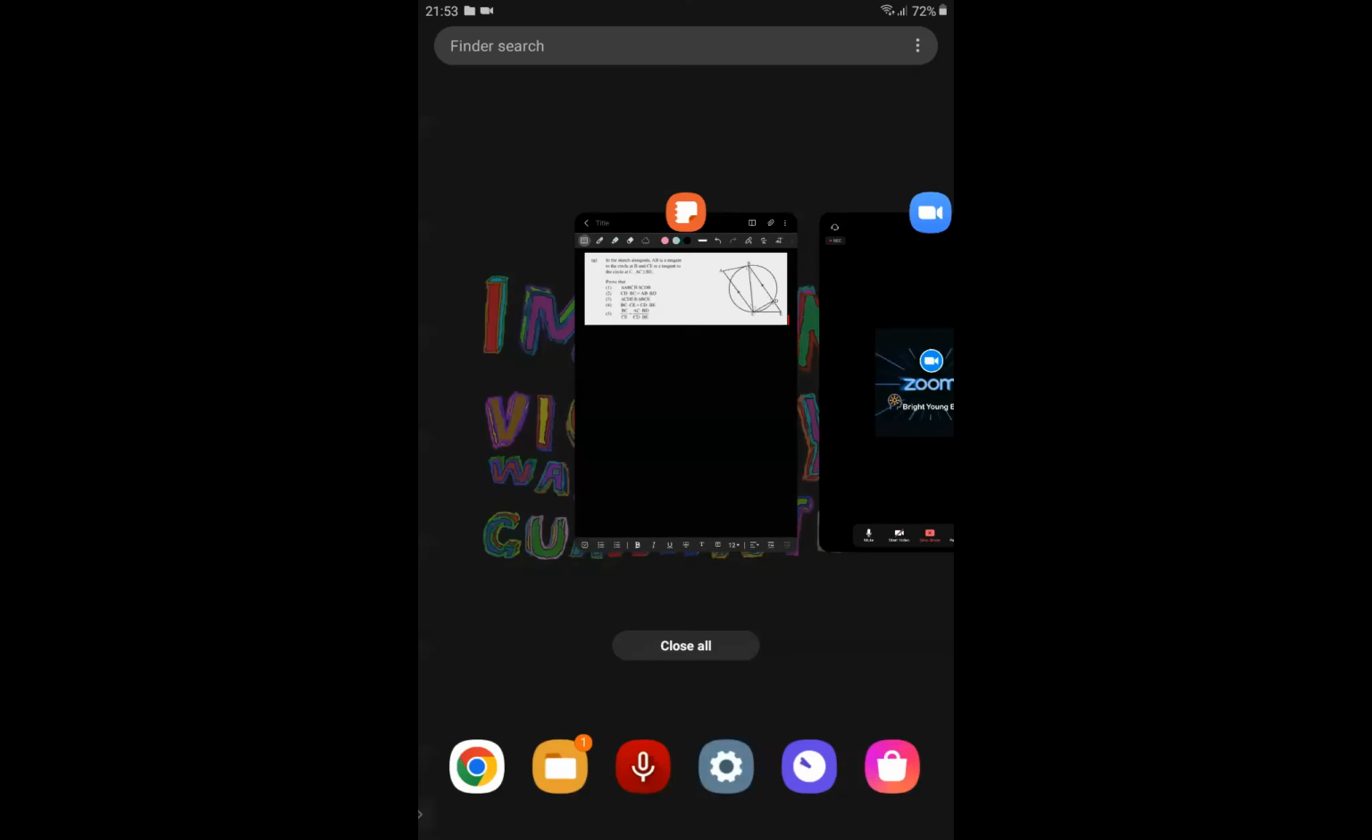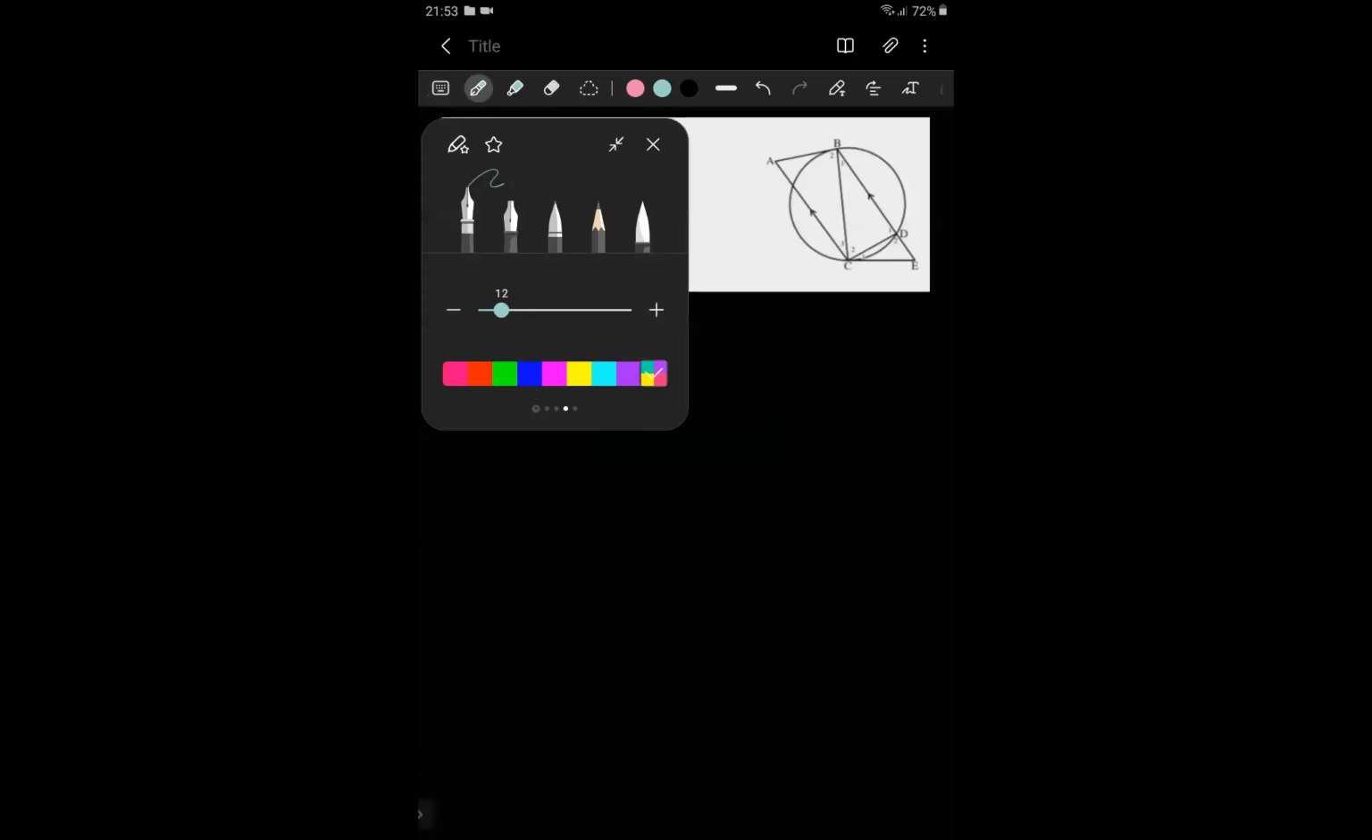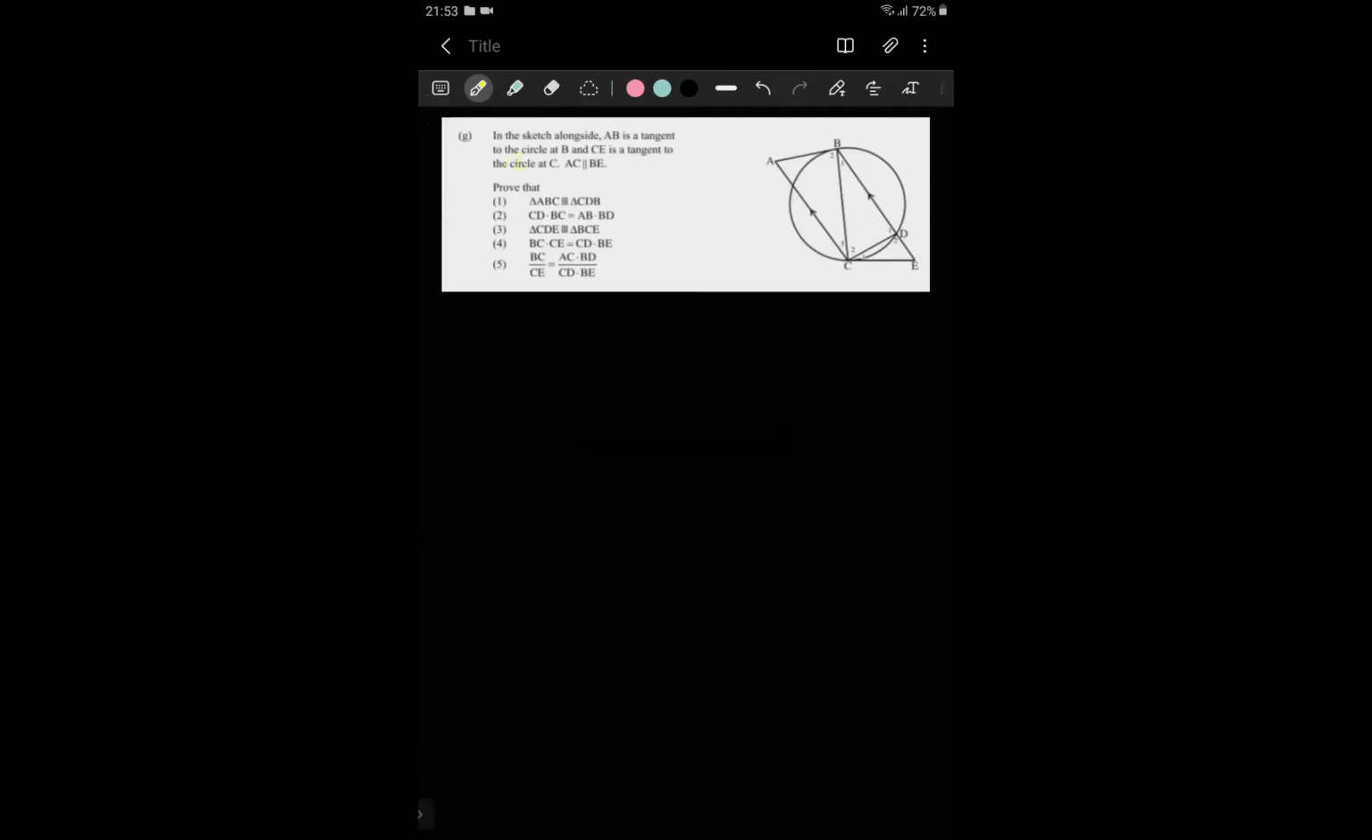So this is one of those questions where all the parts basically stack on each other. Meaning, for example, what's going on here? The first thing it says in the sketch is that AB is a tangent to the circle at B. And then it says CE is a tangent to the circle at C.